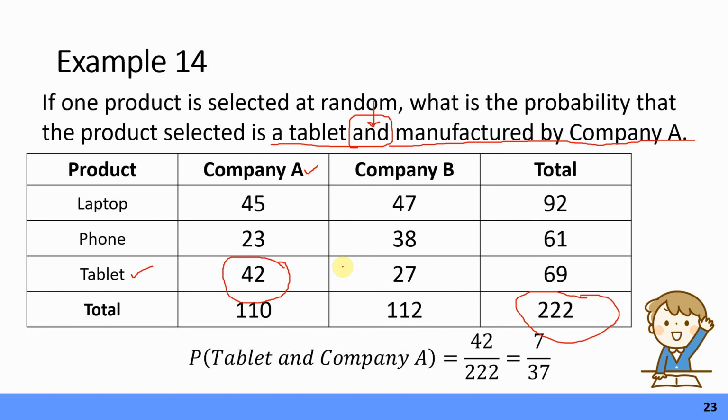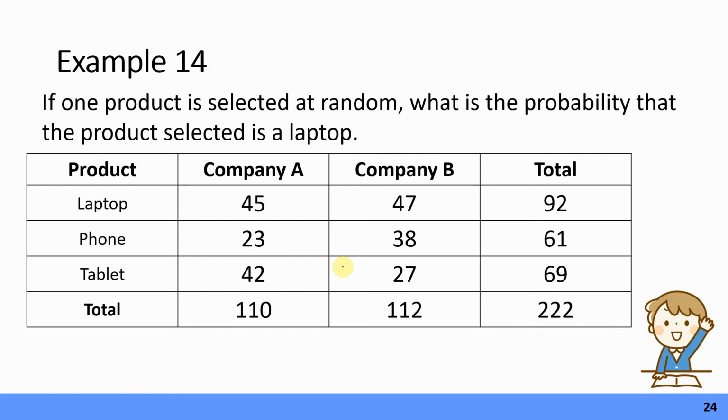All right, hopefully that makes sense. All right, one last problem for this section. Very simple again. Same table. Now they're asking us, what is the probability that the product selected is a laptop? So hopefully, the first thing you notice is our denominator is going to be 222 because it's still the total. Now, how many of those are laptops? This one's a laptop. This one's a laptop.